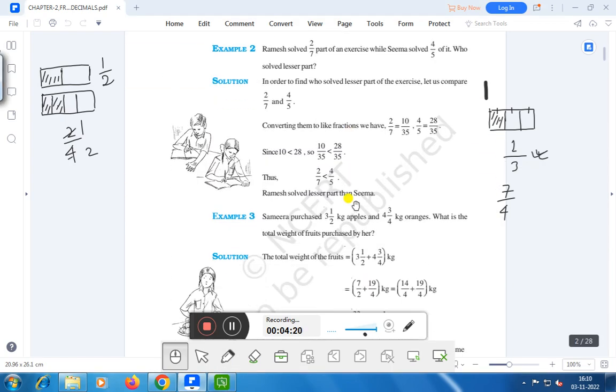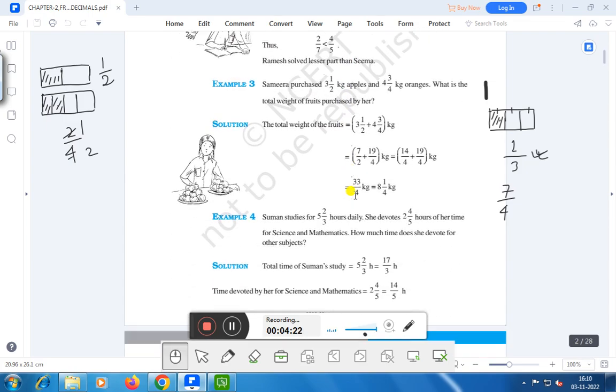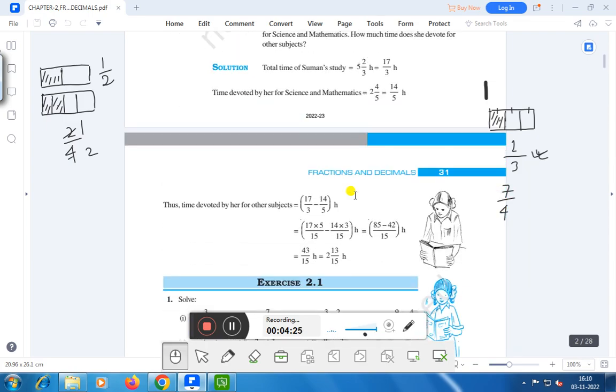Here are some questions, right? Now we'll solve the various problems in the exercises.